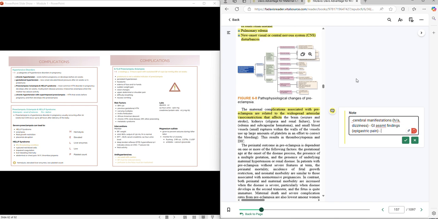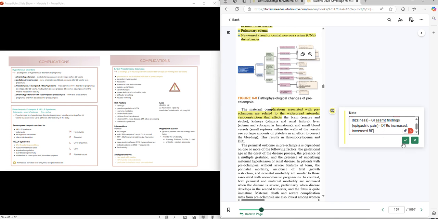And then you're going to see DTRs increased. And of course, increased what? Blood pressures. So make sure you understand all of those. All right, so you got cerebral manifestations, which are headache and dizziness, gastrointestinal assessment findings, epigastric pain, and then DTRs, your deep tendon reflexes, are increased, and then of course your increased blood pressures.